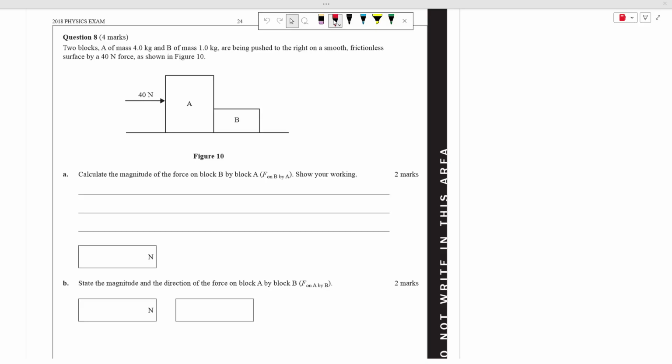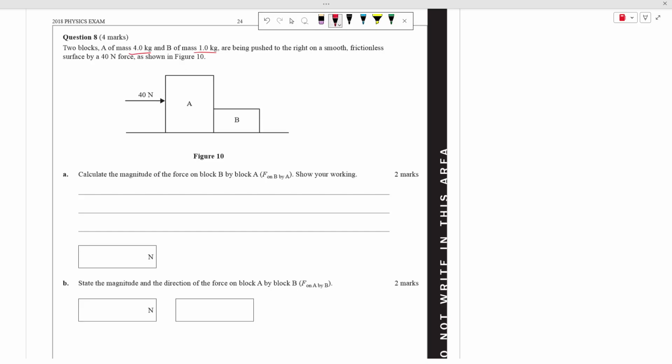Show your working. Okay, so the magnitude of the force on block B by block A. Well, it's kind of tricky to figure out a force when all you're given is mass. So we're probably going to have to work out the acceleration of block B, and that'll tell us the force on block B, right? So how do we work out the acceleration on block B? Well, we're going to treat this whole thing as one object with a total mass of 4 plus 1, which is 5 kilos.